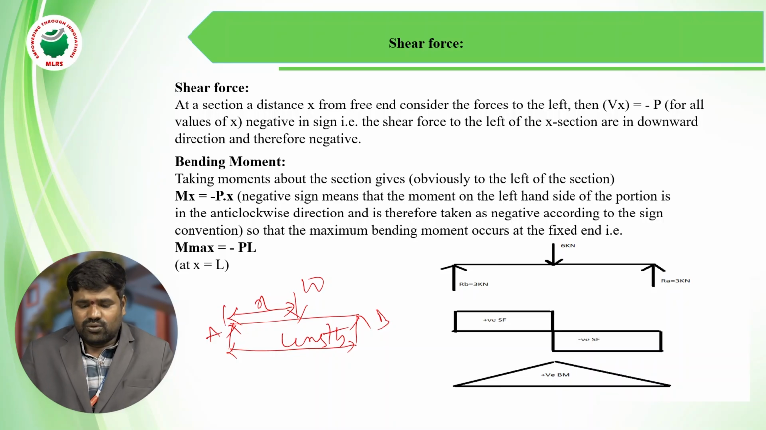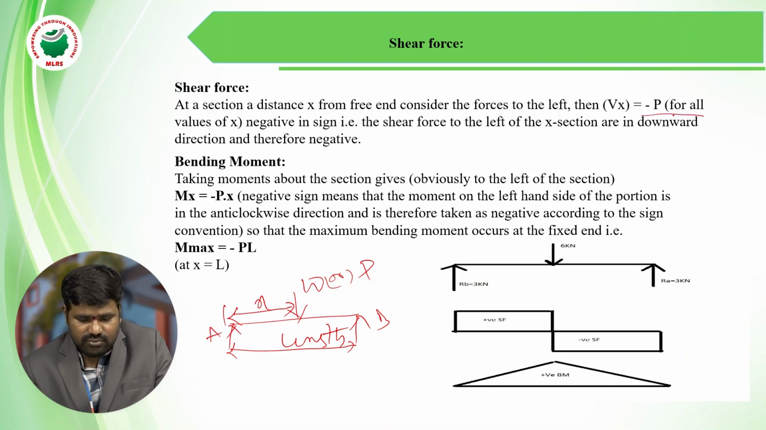Take the section at distance x from P and consider the force at the left, then Vx equals negative P, or W, for all values of x. Negative in sign, that is the shear force to the left of the x section, in the downward direction, and therefore negative. So here, see the figure: upward direction positive, downward negative.